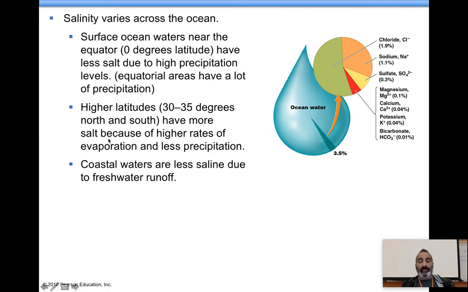So the oceanic areas around 30 to 35 degrees north and south have more salt in the water because of more evaporation compared to less precipitation. So that's what happens around 30 to 35 degrees north and south latitude. Waters near coastlines get an influx of fresh water that is runoff water. So coastal areas generally have a little less salt also.